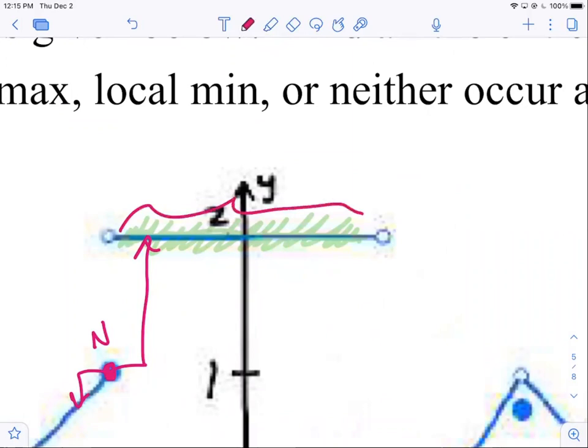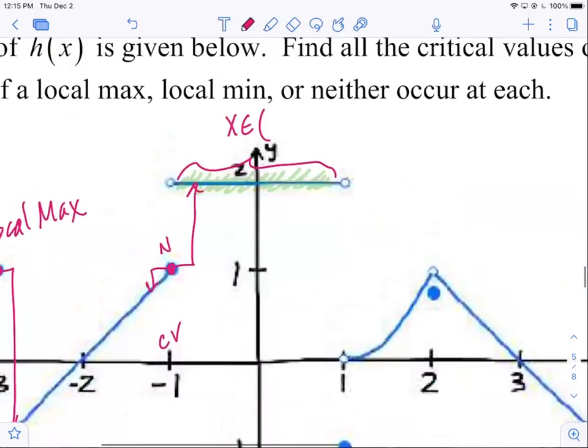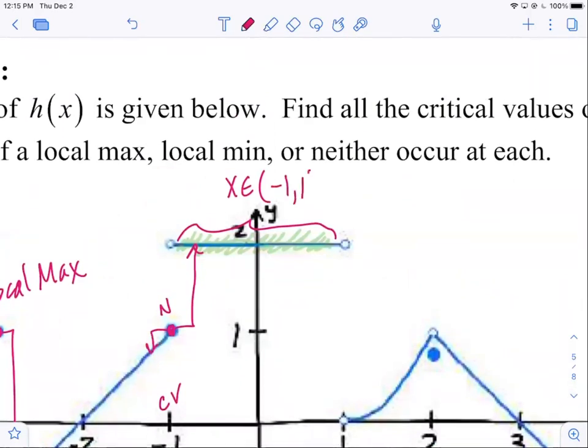Every single y value on the interval strictly between negative 1 and 1, these are all critical values. And all the y values that equal 2 on this interval are going to be not just local maximums, but they're all, guess what?